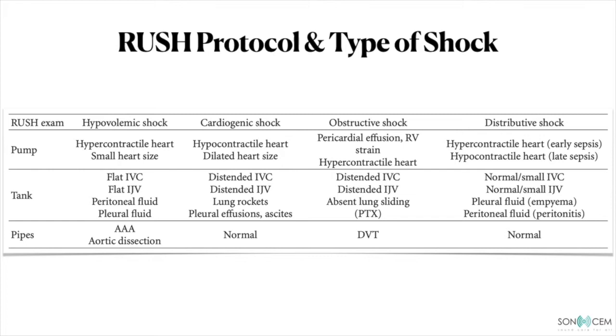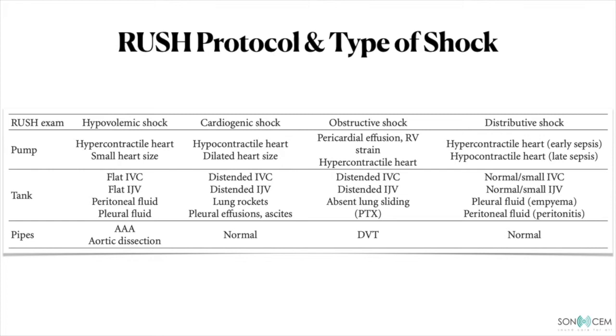Cardiogenic shock is suggested by the presence of a hypocontractile heart or dilated heart size. You may also see distended IJV or IVC with numerous B lines in the lungs, indicating failure or fluid overload. You can also see pleural effusion and ascites during tank assessment. The pipe in cardiogenic shock may appear normal.